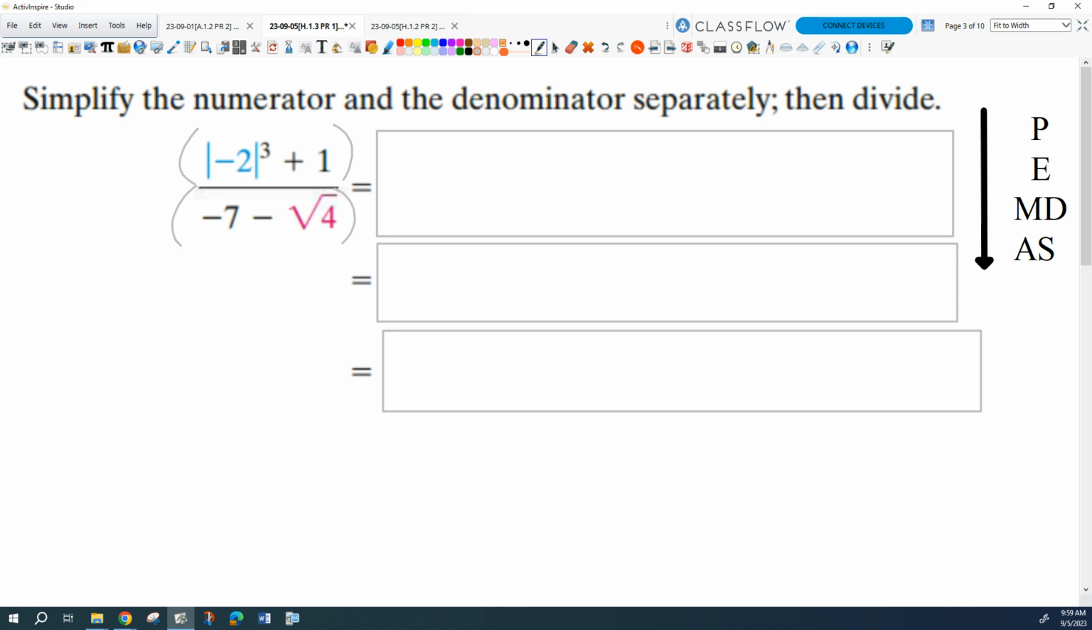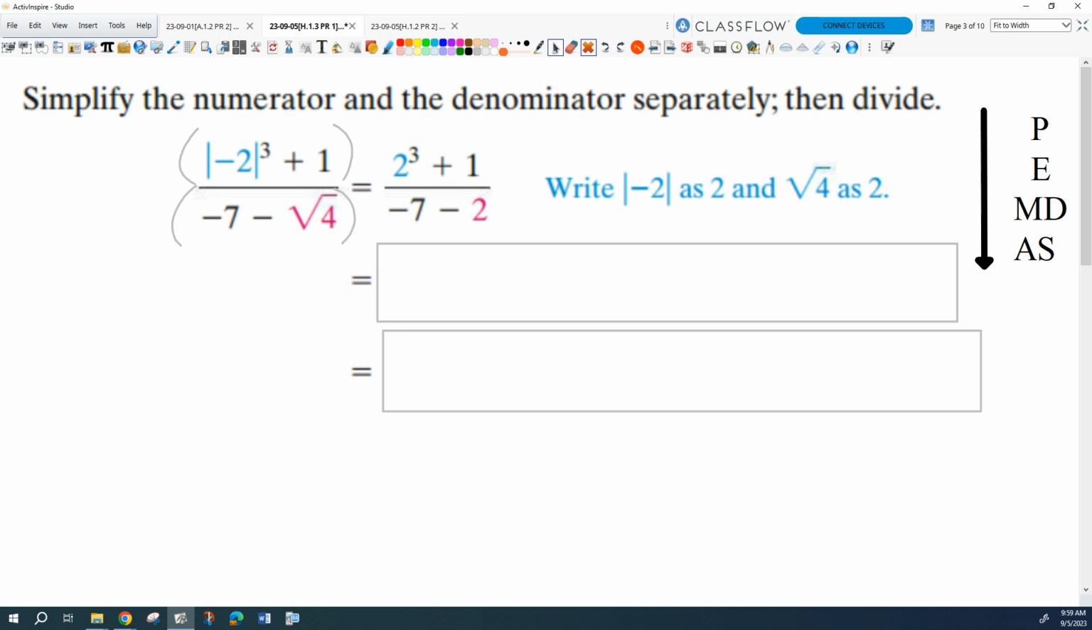What's the first step? Square root of 4. Okay, square root of 4. So the very first thing I'm going to get is that, right? What's next on top? Exponent. 2 cubed is 8. Okay, so the top is going to look like 8 plus 1. How about the bottom? What's left on the bottom?